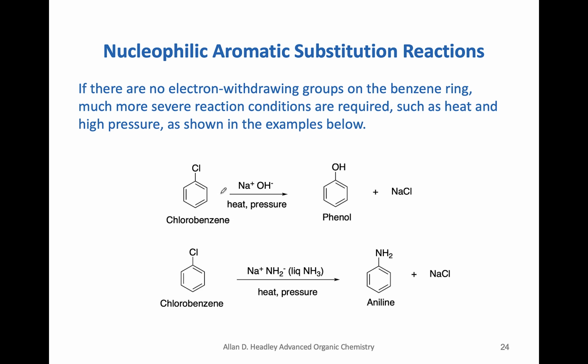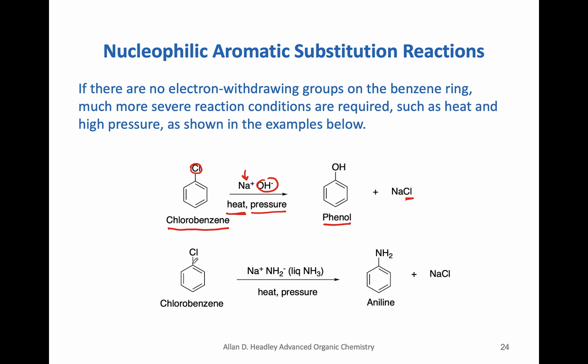So let us look here at another type of reaction that's been observed. Notice this is chlorobenzene. It does not have any electron withdrawing groups on it, yet under extreme heat and high pressure, if this is the nucleophile here, we can get a substitution of this chlorine for this OH to give phenol as the product, and of course Cl is the leaving group. Of course it's a salt because we have here sodium ion. So this has been observed.